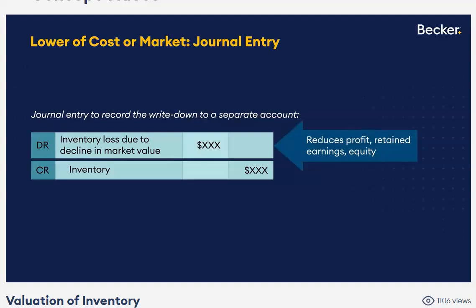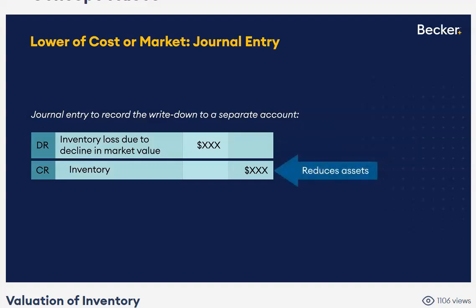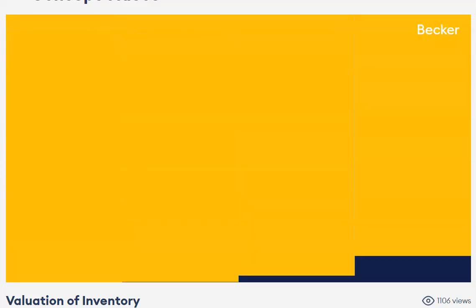Now, debiting the loss reduces your profit, which reduces your retained earnings, which reduces your equity. And then by crediting inventory, your assets have gone down, so your balance sheet is in balance. All right, not so bad. So when you see LIFO or retail, you think lower of cost or middle value. The market is the middle value.